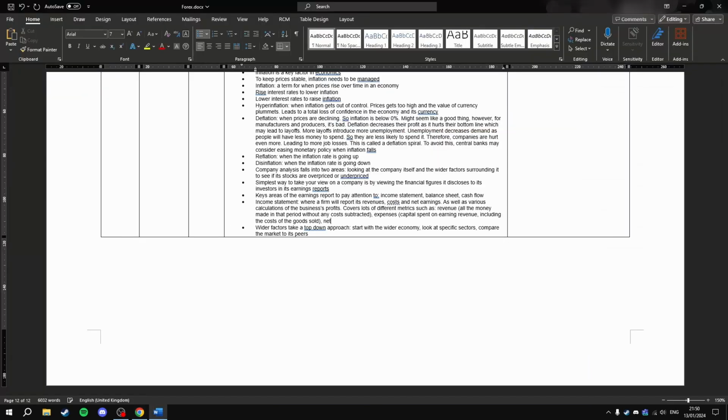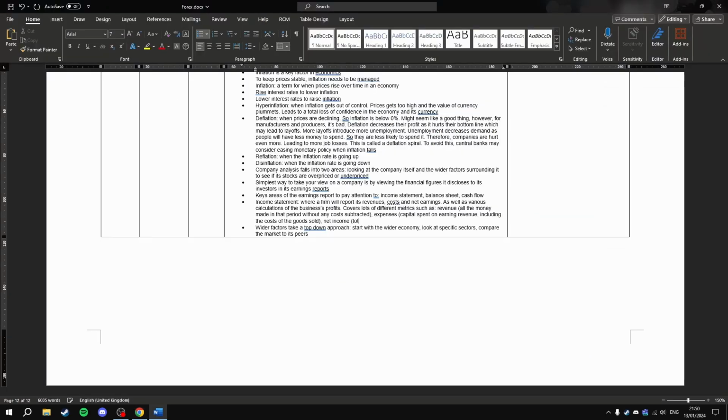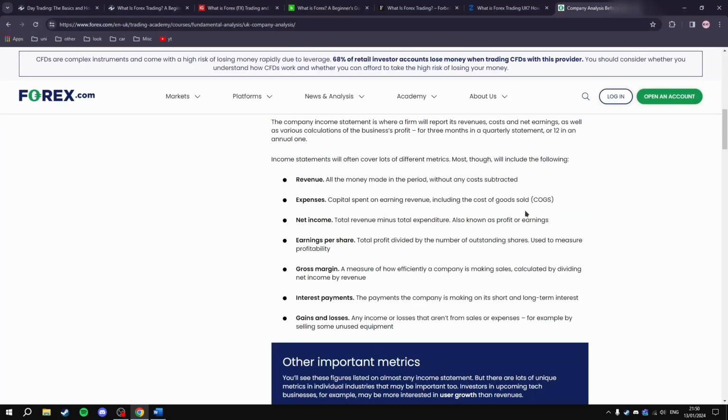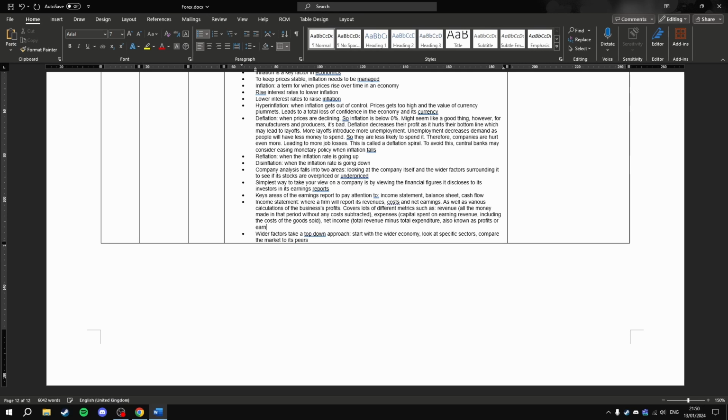Net income. Total revenue minus total expenditure, also known as profit or earnings.